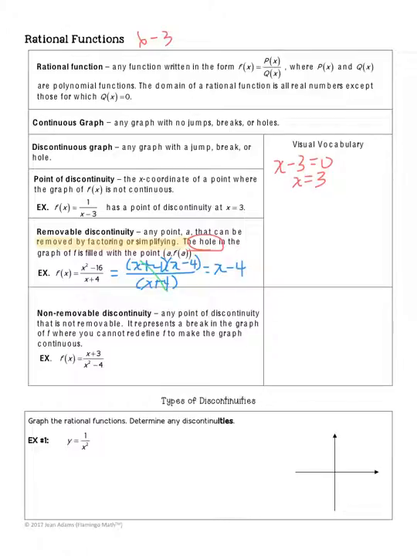So if you were to put this in your calculator, and go ahead and put it in your calculator, you'd have to put this in parentheses and this in parentheses. And so if you graph that, it would look like a graph of a straight line. So it looks like it's a continuous graph, but there's actually a hole along this line. And the hole occurs here where this discontinuity was removed.